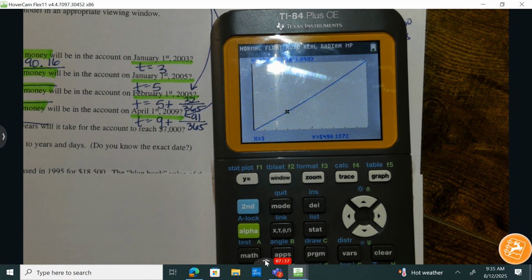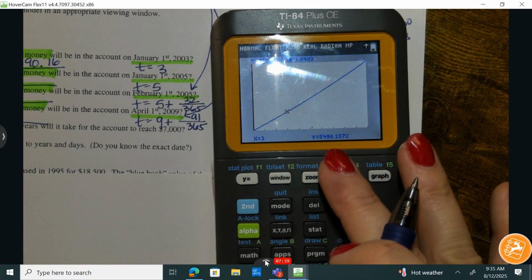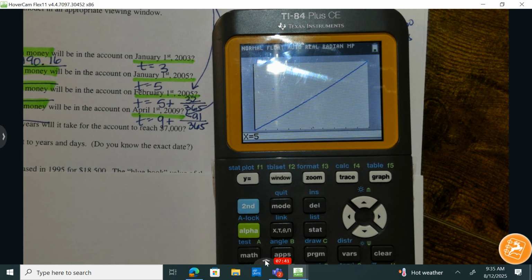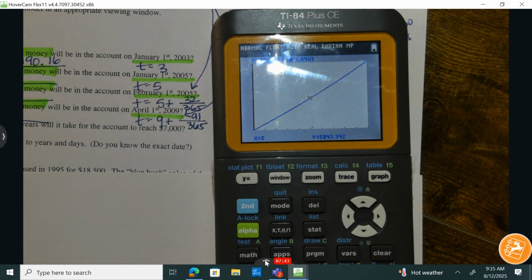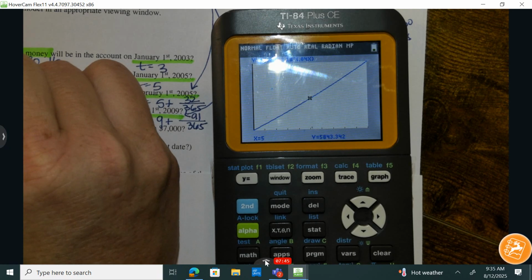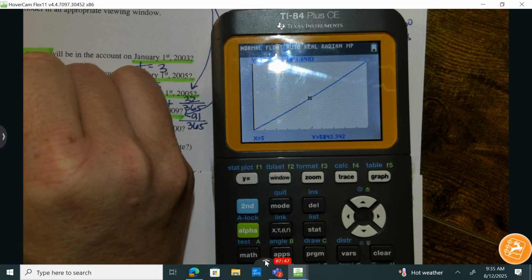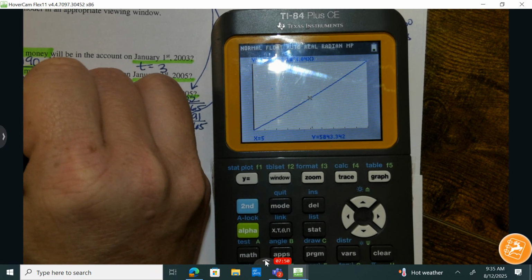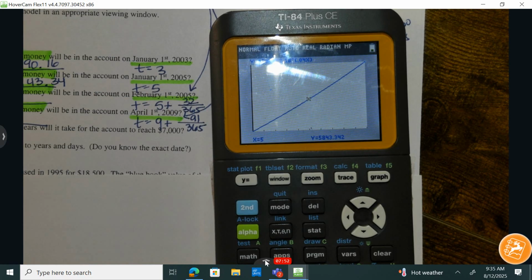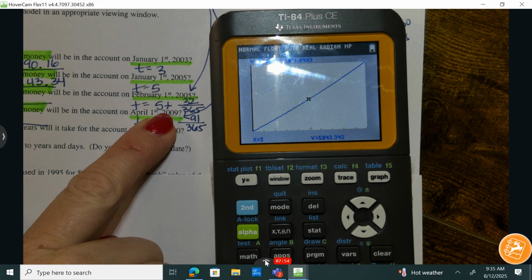Let's do the next question. Second, calculate value 5. Exactly 5 years after this initial amount, there would be $5,843.34. Easy enough. Now, I'm going to plug in this next one with you a little bit slower.